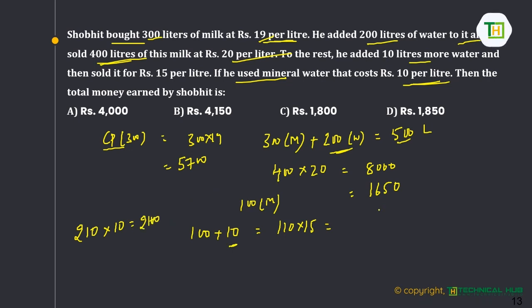So first of all, what is the selling price here? 8000 plus 1650 is 9650. And you have to subtract 2100 or not. So if you subtract 2100, we get 7550. Okay. Then the total money earned by the shop. So cost price is 5700 and selling price is 7550. Check the difference.